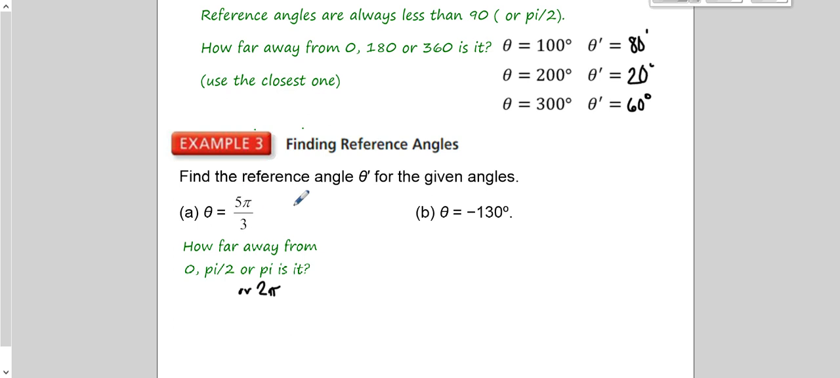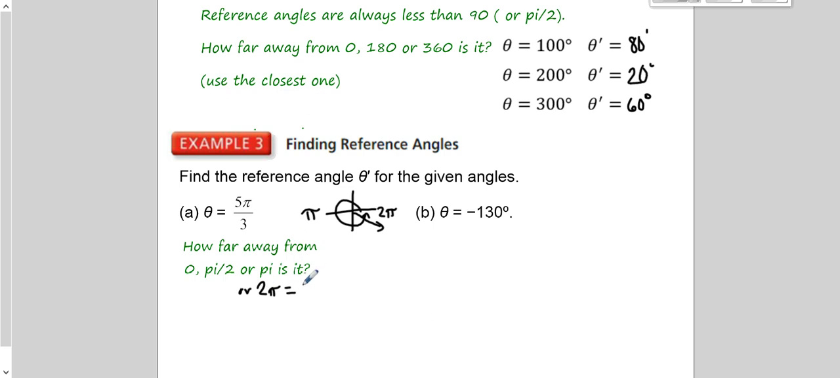Because 5 pi over 3 is actually closest to 2 pi. Remember, this is 1 pi, and all the way around is 2 pi. 5 pi over 3, that's 1 2/3. So it's going to be over here. How many more thirds to get to 2 pi?